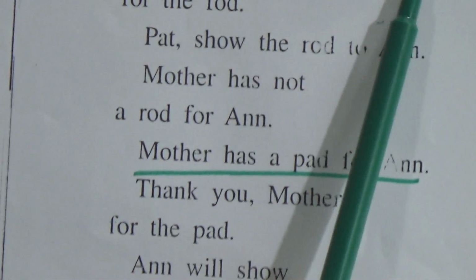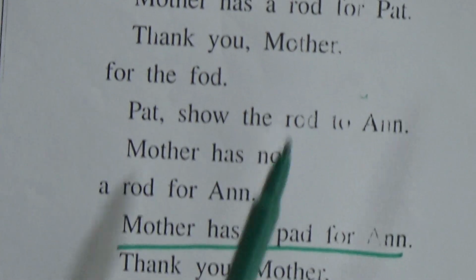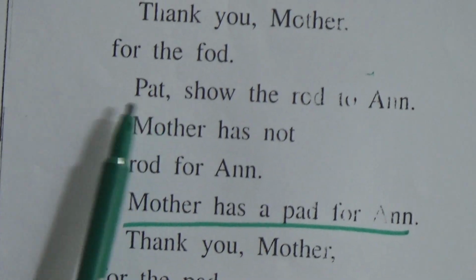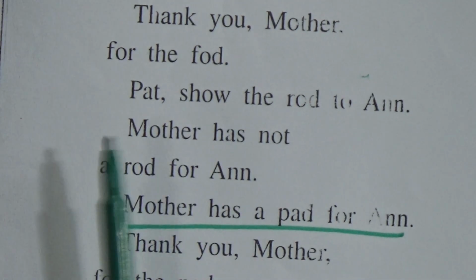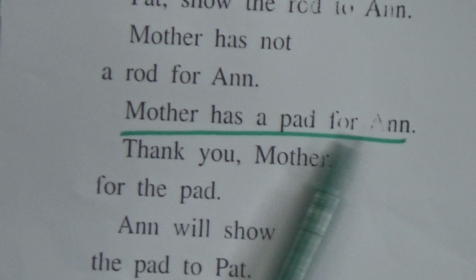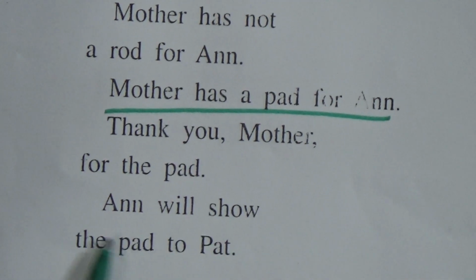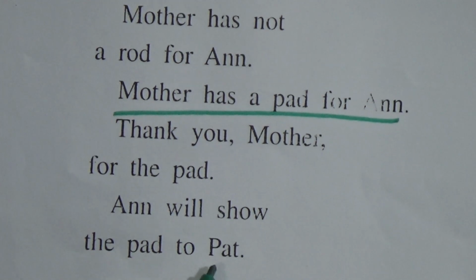Mother has a rod for Pet. Thank you, Mother, for the fort. This is called fort. Pet, show the rod to Anne. Mother has not a rod for Anne. Mother has a pet for Anne. Thank you, Mother, for the pet. And we'll show the pet to Pet.